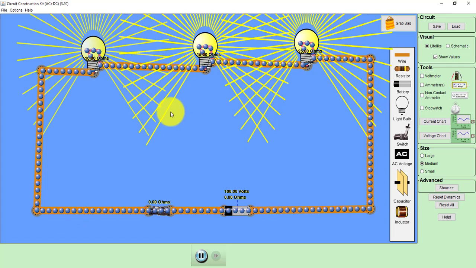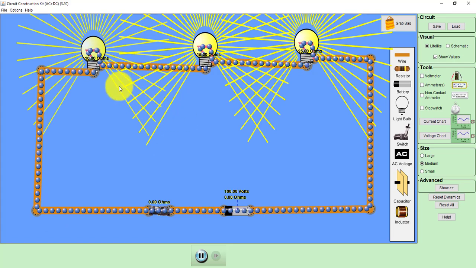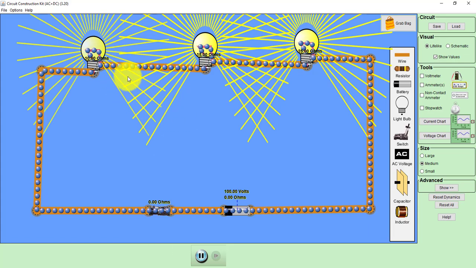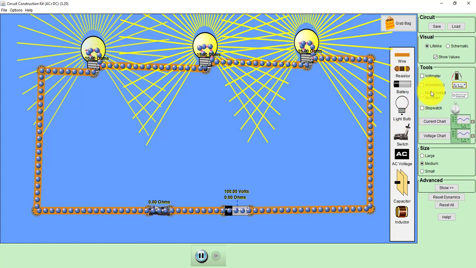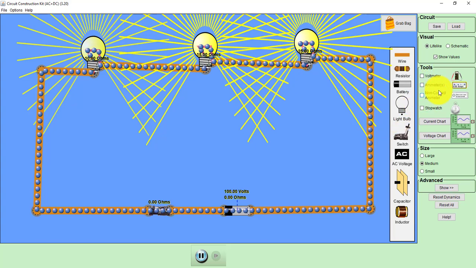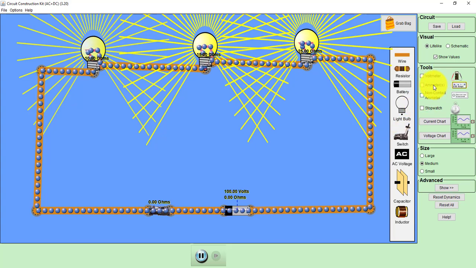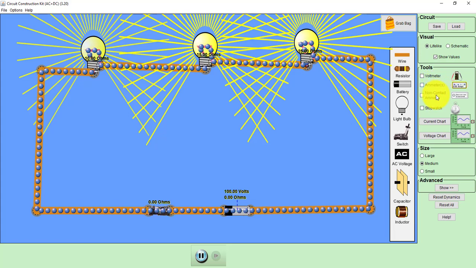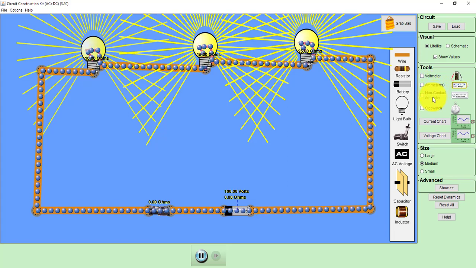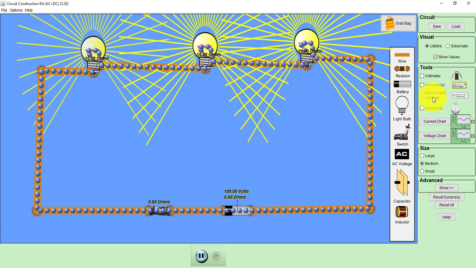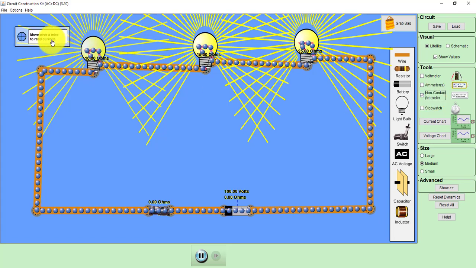Now we were discussing that we have to check that the current flowing through each resistance is the same. For that, we need to measure the current, and for that there is an ammeter. There are two options, an ammeter and a non-contact ammeter. I will choose the non-contact ammeter so that I can place it anywhere without disturbing the connection.